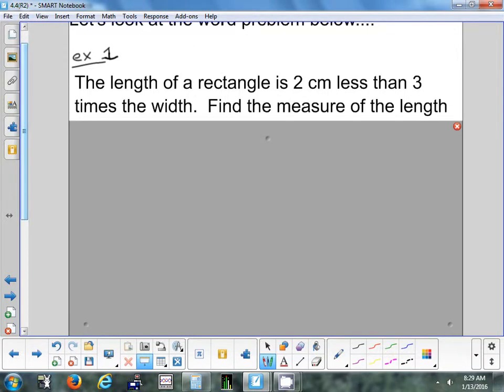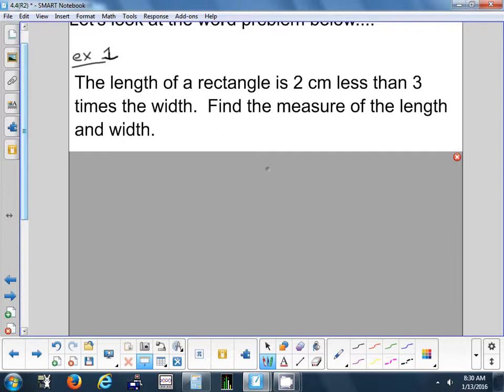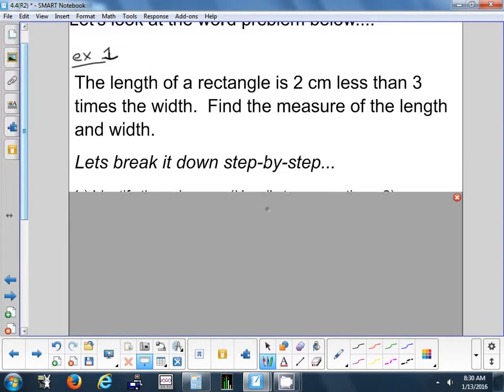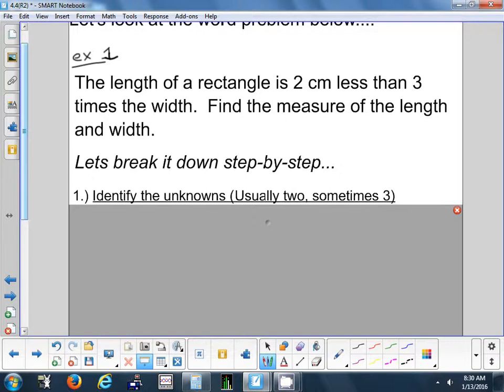So the first thing says, the length of a rectangle, you have this example written on your sheet. The length of a rectangle is 2 centimeters less than 3 times the width. Find the measure of the length and width. All right, so step 1. We're going to break it down step by step. First, let's identify the 2 unknowns, the 2 things we have to find. That involves no math whatsoever. You just have to identify the 2 things you're trying to find.